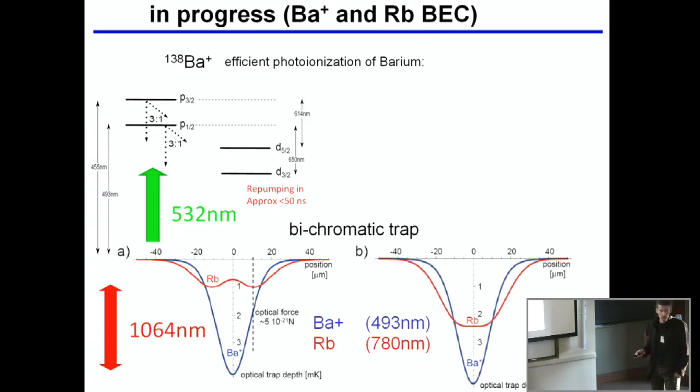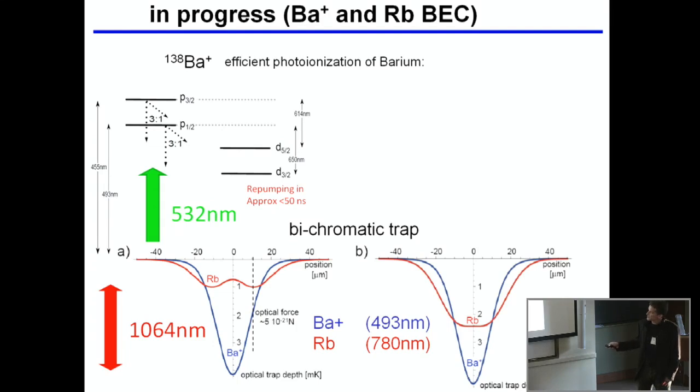So we just got another laser working at 2064 nanometers. And here you can see what we would get for the Murray-Barrett approach, choosing the 1064 nanometers wavelength to trap rubidium, and here the 532 nanometers on top to trap the barium. This one is blue detuned to rubidium, as I said. That's why you deform the potential of the rubidium atoms here.